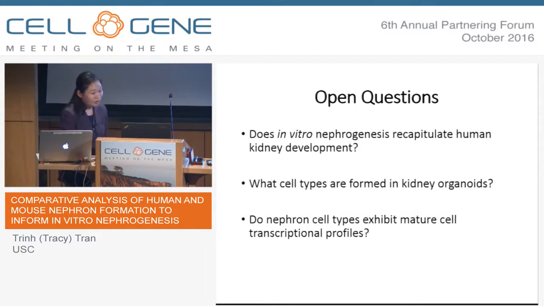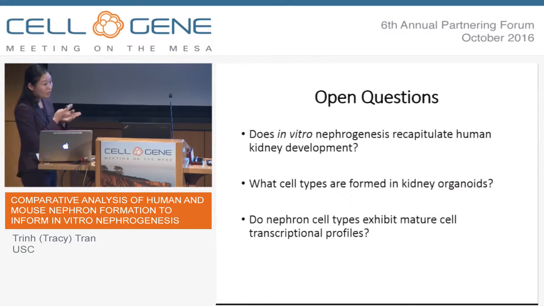There remain a lot of open questions from the in vitro nephrogenesis work. Going back to the question, does in vitro nephrogenesis recapitulate human kidney development? Even though we have the Nephron progenitor cell marker reporter line, we haven't been able to isolate Nephron progenitor-like cells from the kidney organoid. Maybe we have missed the very short window in which they show up in the kidney organoid.